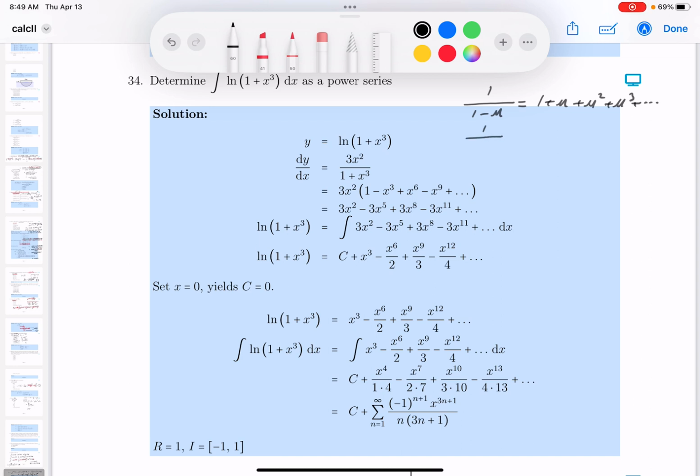What I see is 1 over 1 plus x cubed. And I need to write that a little bit differently. I need to write that as 1 over 1 minus negative x cubed. And then I'm going to pop it in over here. And what would that give you? 1 minus x cubed plus x to the 6 minus x to the 9, yada, yada, yada. Let me show you where that's written. That's written over here: 1 minus x cubed plus x to the 6 minus x to the 9, yada, yada, yada.